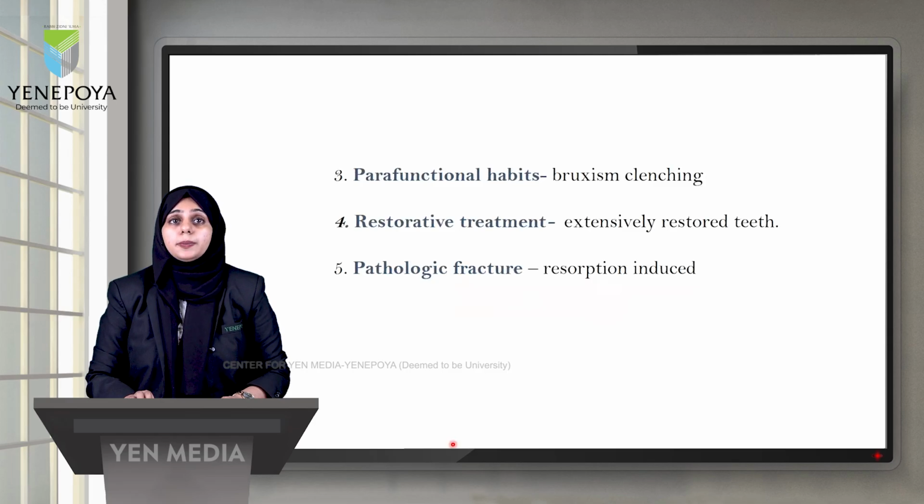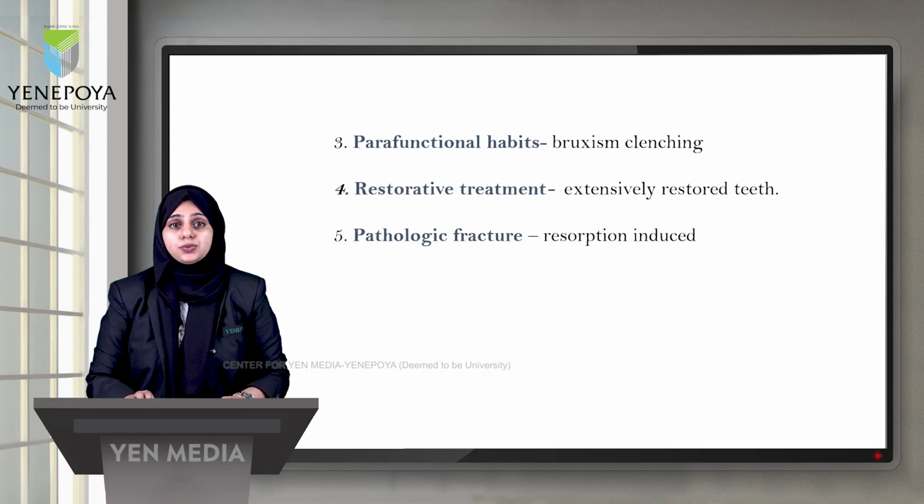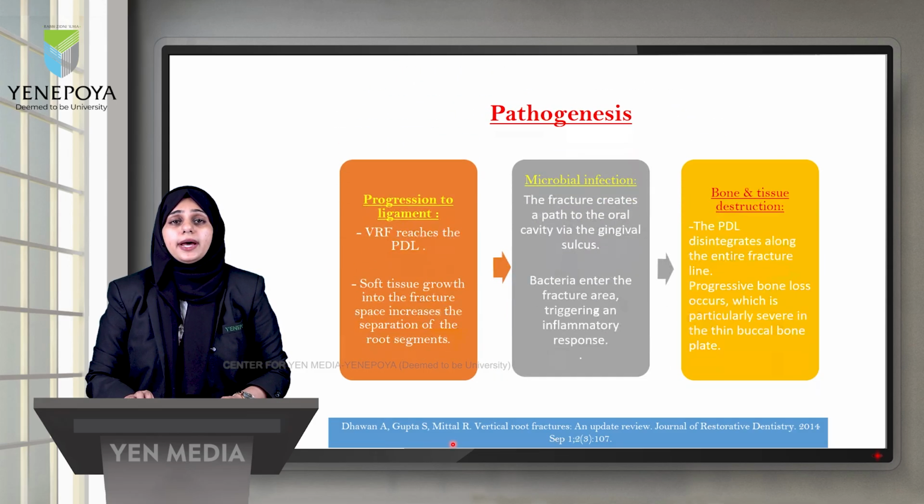Other reasons could be parafunctional habits like bruxism, clenching, restorative treatment that is extensively restored teeth, and pathological fracture that includes resorption induced. What is the pathogenesis of vertical root fracture?